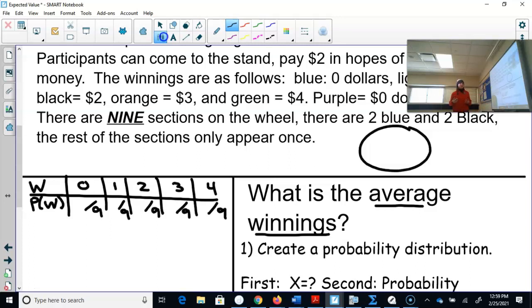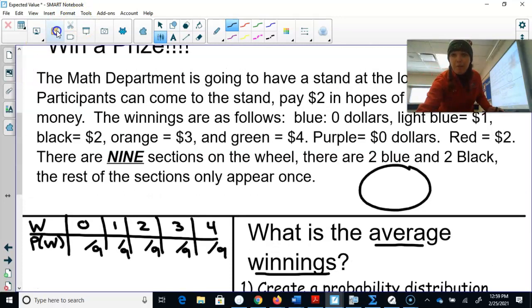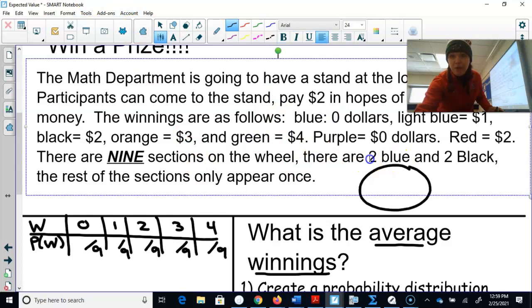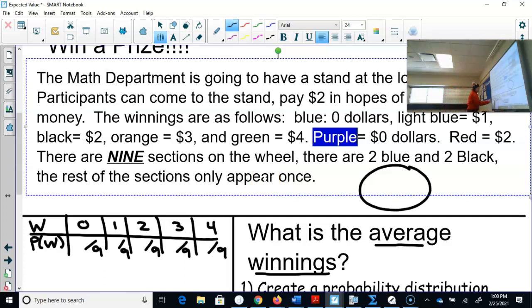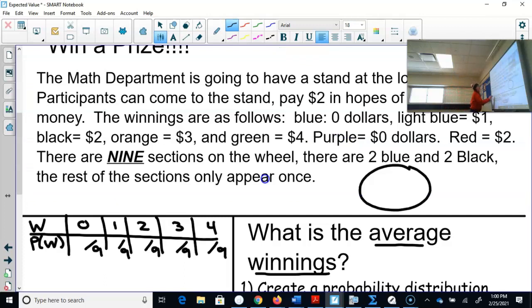Okay, next I want to ask, what's the probability of winning $0? If we look at our problem here, we could win $0 on the blue spaces, and we know that there are 2 blue. Or we could win $0 on the purple spaces, and there is 1 purple. So that's 3 total places where we could win $0. So the probability of winning $0 is 3 out of 9.